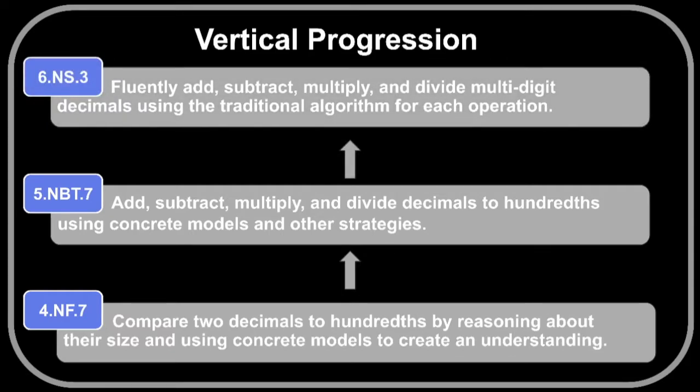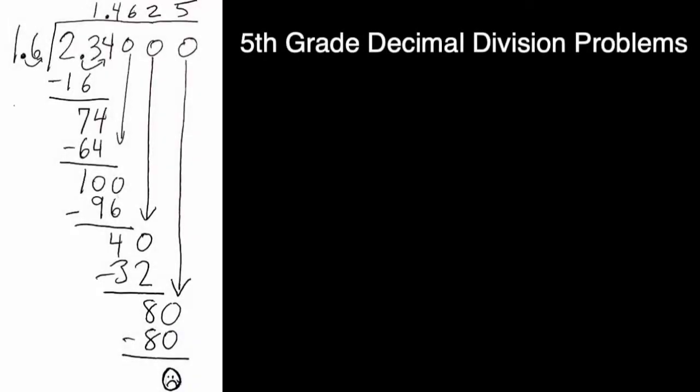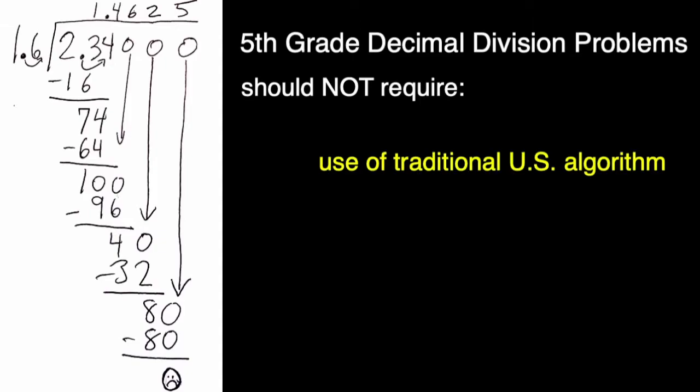It is not until 6th grade when students are required to fluently add, subtract, multiply, and divide multi-digit decimals using the traditional algorithm for each operation. Division problems in grade 5 should not require use of the traditional algorithm or annexing zeros. In fact, 5th grade students should be able to solve any decimal division problem with one of the following 3 strategies. 1. Using the relationship between multiplication and division.